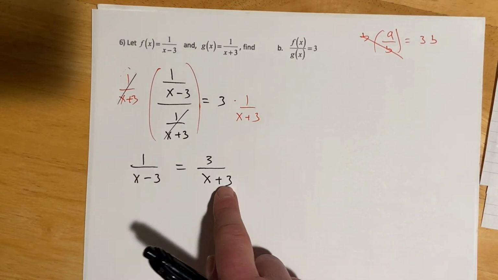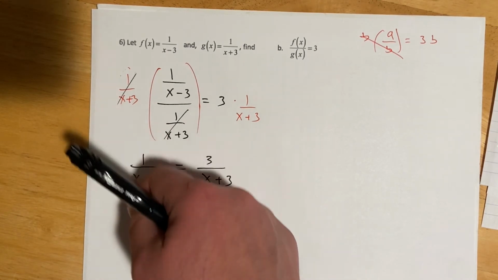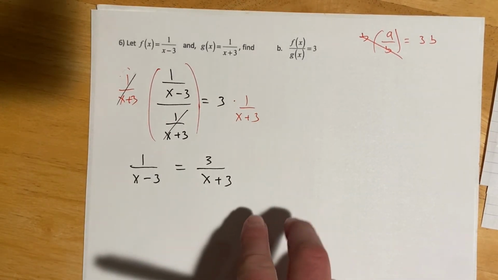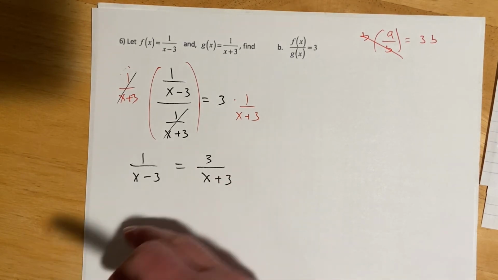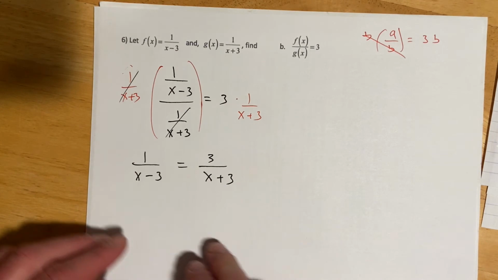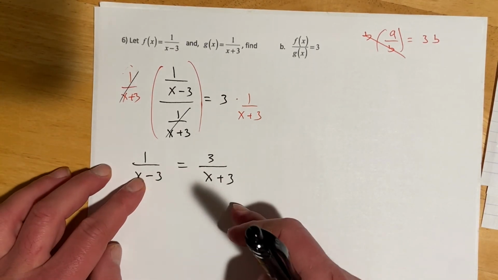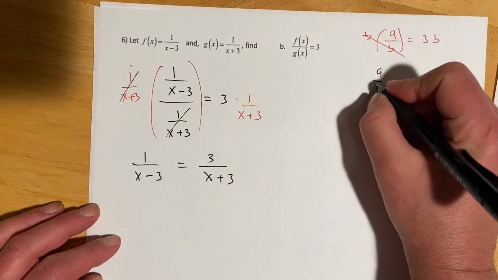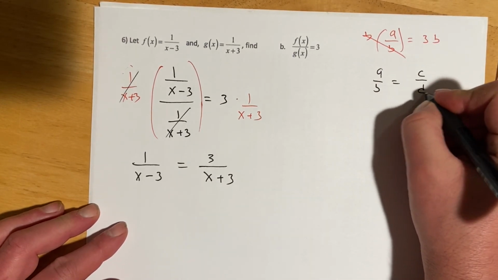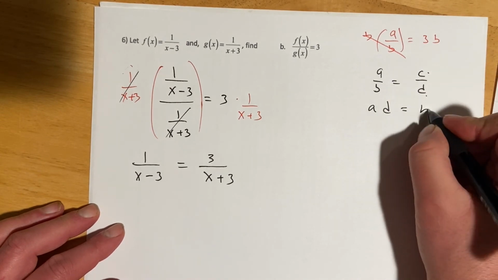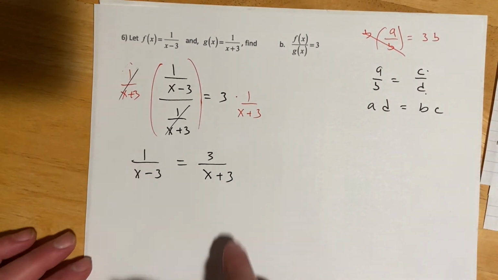So if we end up with a fraction equals a fraction, we can cross multiply. It's the exact same thing as multiplying by the LCD. If I did x plus 3, x minus 3, think about it, the plus 3's would cancel. I'd have the minus 3 on this side, and on this side the minuses would cancel. I'd have the x plus 3. So if you have something of the form a over b equals c over d, that's where you can go AD equals BC. So that's what I'm doing right here.